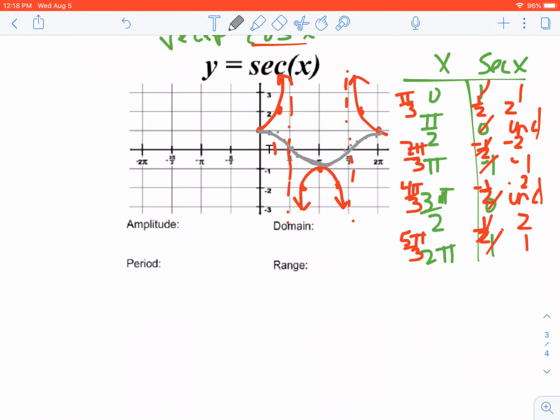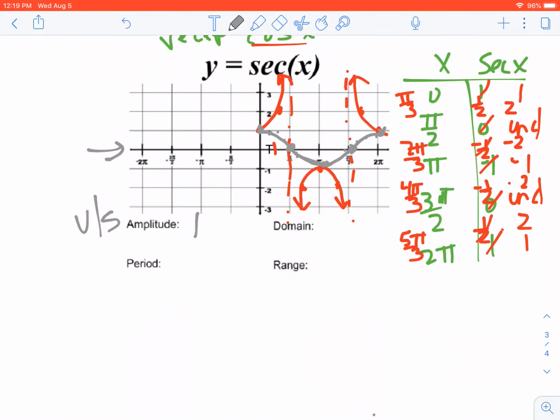What I just wrote in gray is not part of your graph, but that is a strategy where this is the midline. So it's hitting the midline at those two places. That's where my asymptotes go. And then I'm going to have U's drawn from those highs and those lows. So again, my amplitude or vertical stretch is 1.